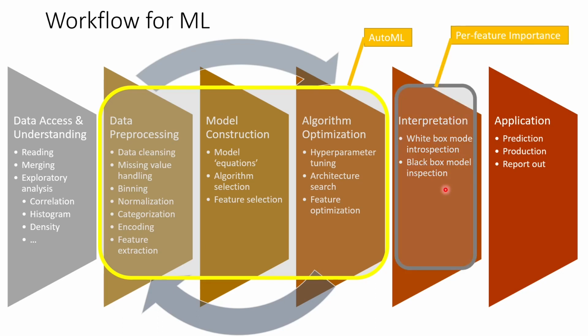So ML.NET also provides another capability. It's called per feature importance, and you can use that to better understand these black box models. And I would like to address that feature in a future video as well.